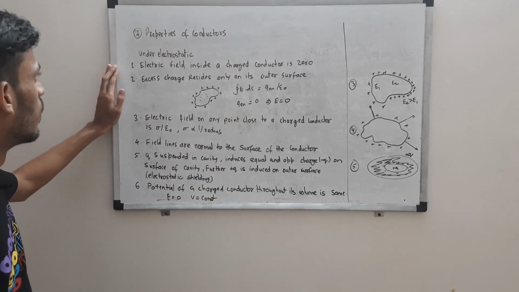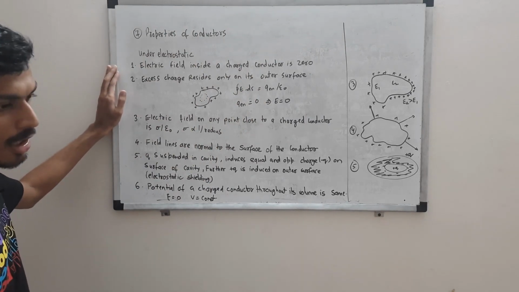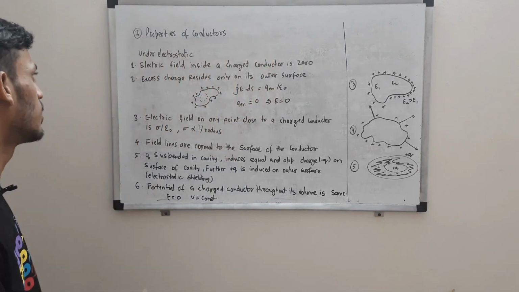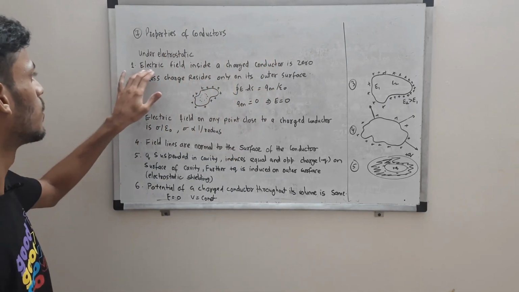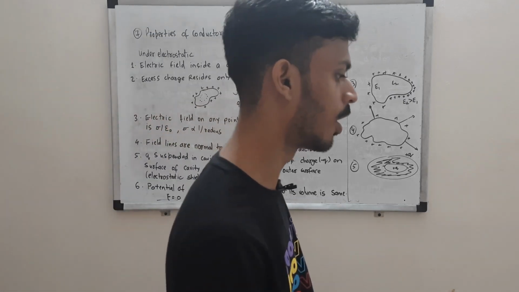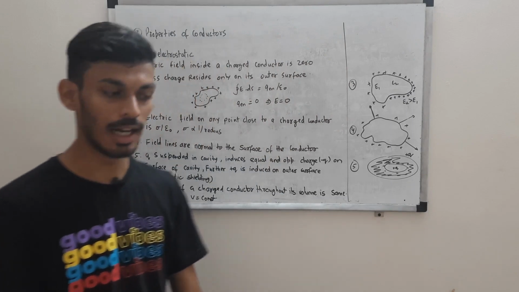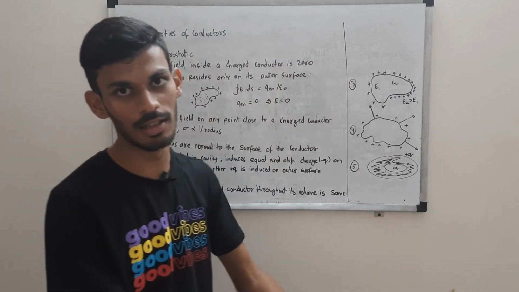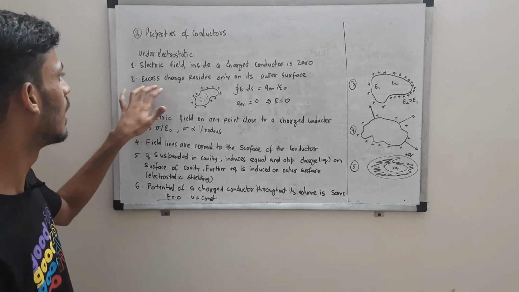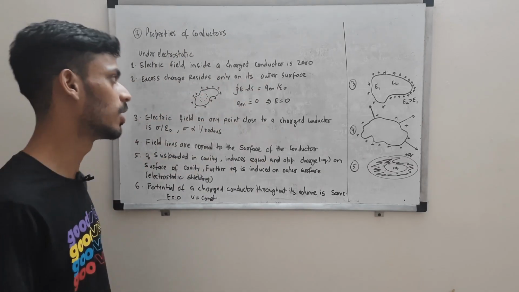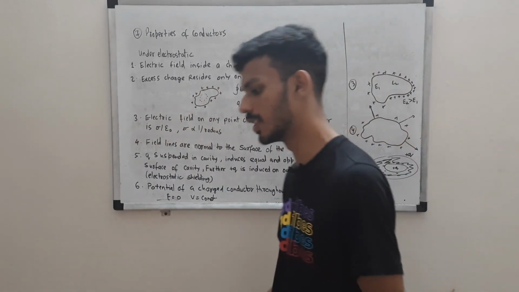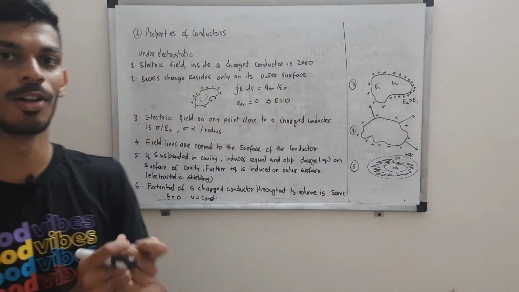Basically, conductors have free electrons, and that is the reason they conduct, right? So let us look at the following properties. The electric field inside a charged conductor is 0. This is a very important property, which says that the electric field will always be 0 inside a conductor. This follows actually from point 2. Point 2 says that excess charge resides only on the outer surface. So whatever excess charge is there on the conductor will only reside on the outer surface.